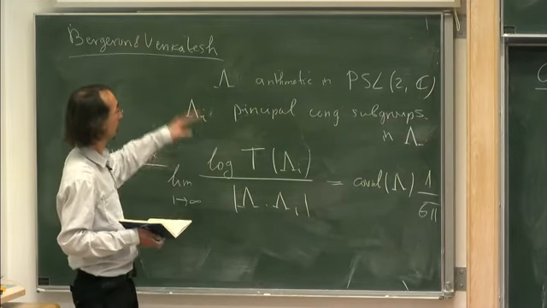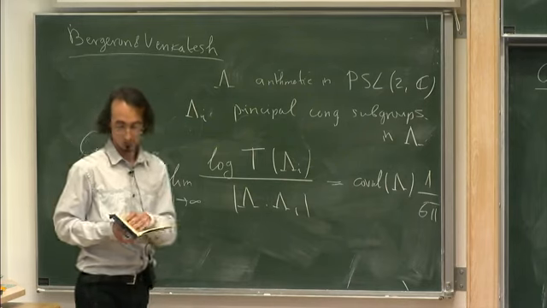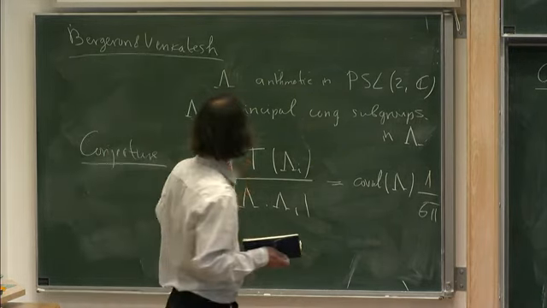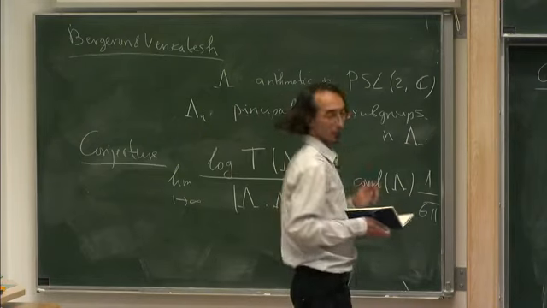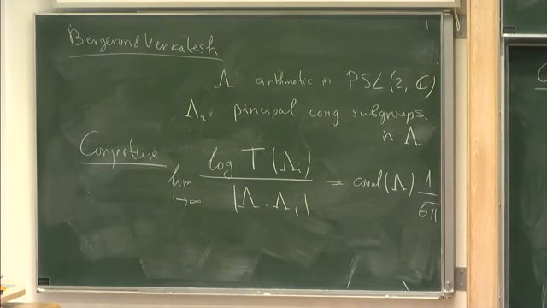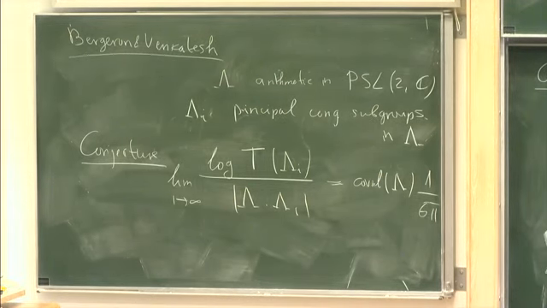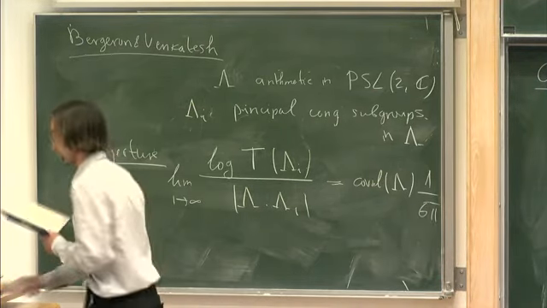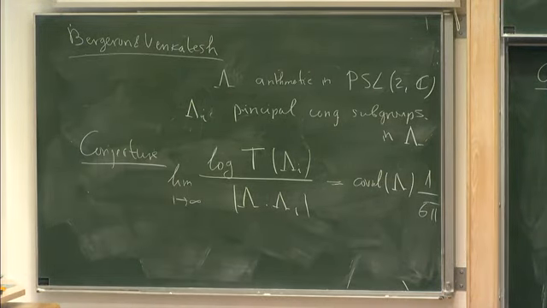So there's a lot of work by Martin Bridson, Henry Wilton, and Alan Reid on profinite completions of Kleinian groups. So this is something small and related.